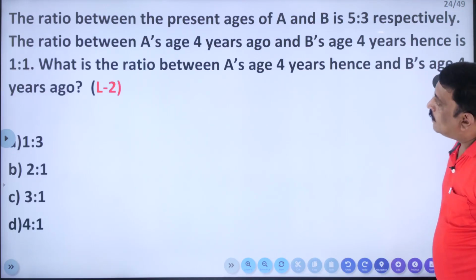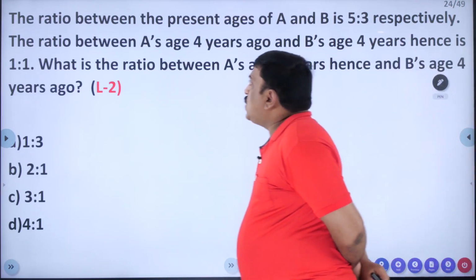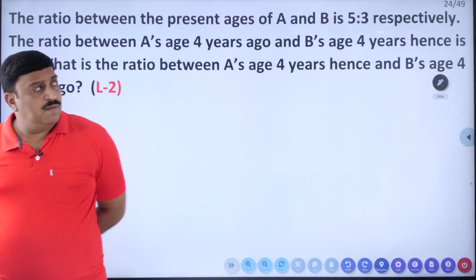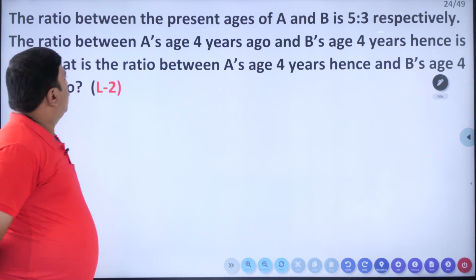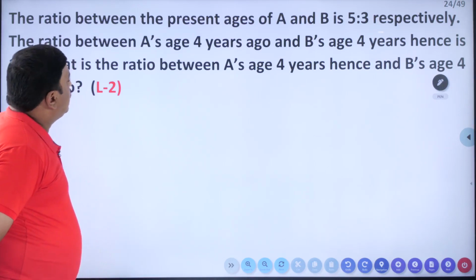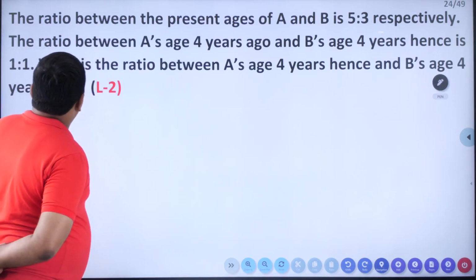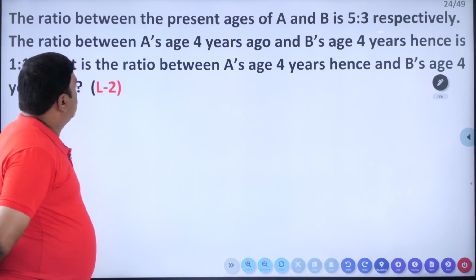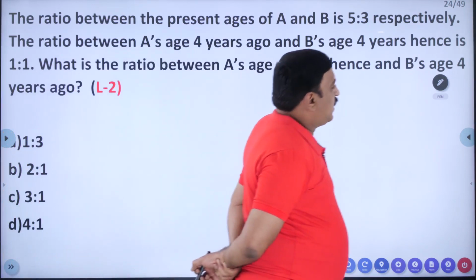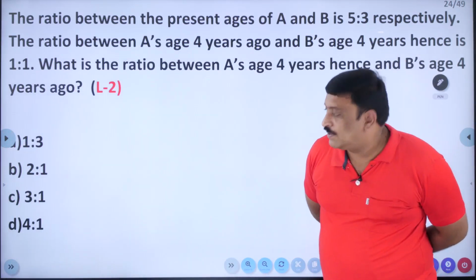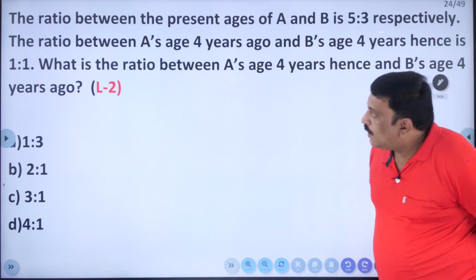Yes, it is there, right? Let us see. The ratio between the present ages of A and B is 5:3 respectively. The ratio between A's age 4 years ago and B's age 4 years hence is 1:1. What is the ratio between A's age 4 years hence and B's age 4 years ago? That is 4 years ago. Quite interesting, this one, right?